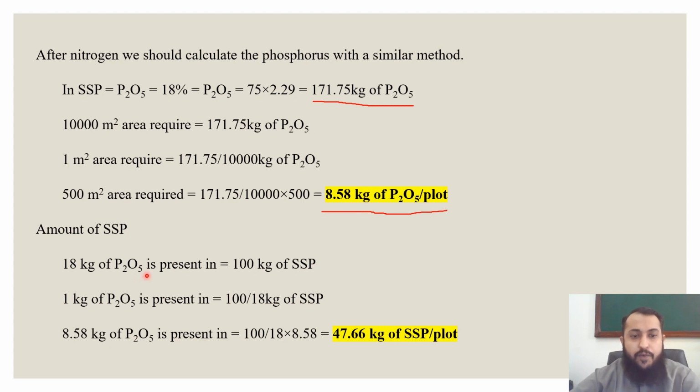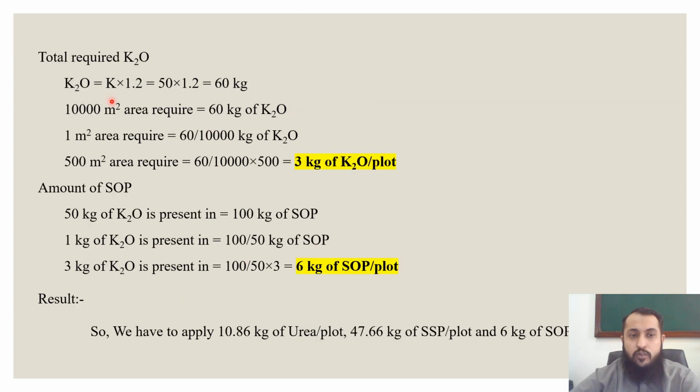Now 18 kg of P2O5 is present in 100 kg of single superphosphate. 1 kg of P2O5 is present in 100 divided by 18 kg of SSP, and 8.58 kg of P2O5 is present in 100 divided by 18 multiplied by 8.58. 47.6 kg of single superphosphate should be applied to fulfill a recommended dose of 171.75 kg of P2O5. Similarly, K should be converted into K2O by multiplying with the factor of 1.2.